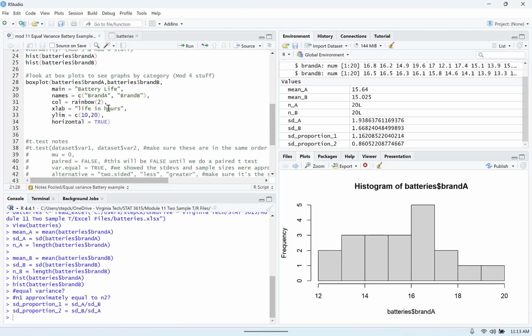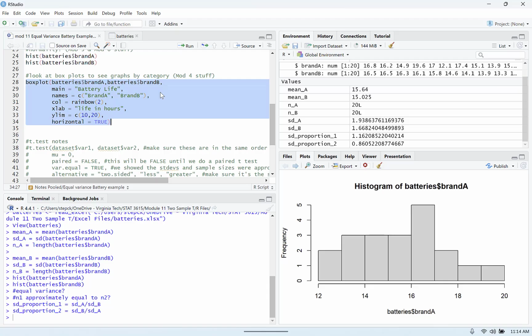So the stacked box plots, the code for that is here, but I do want to point out, this is stuff way back from like module 4 when we were doing 2 category data. So I did the batteries of brand A, comma, batteries of brand B. And then I did a title. I put the names in so that I could get them on my legend. I did a color. I have to have two different colors for my box plots. I use the rainbow function here.